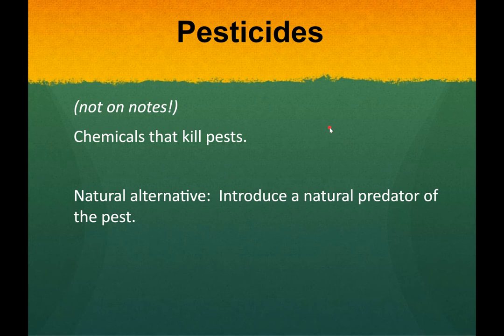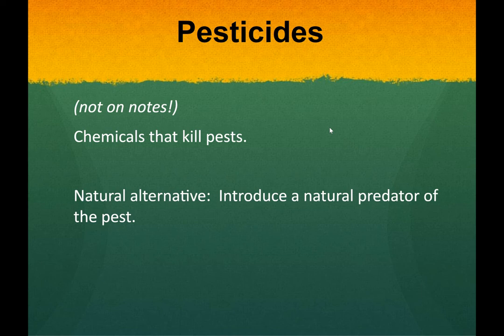Pesticides, this one's on your notes, but a pesticide is any type of chemical that can kill pests. Pesticides are bad for the environment because, again, they can cause algae blooms, but they can also move up the food chain and cause damage to secondary and tertiary consumers.